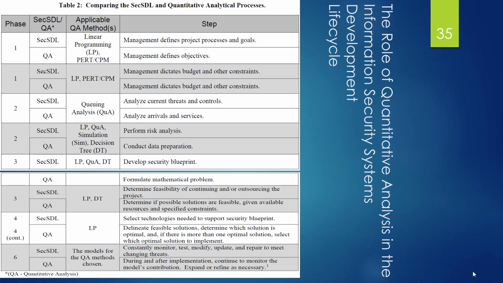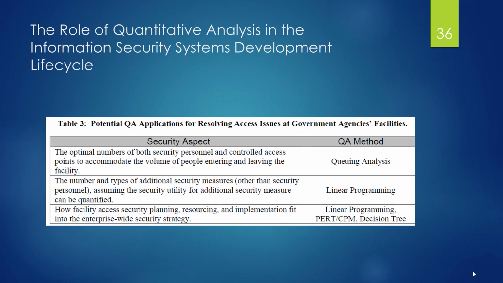As you're actually selecting the technologies in phase 4, linear programming kicks in again. Phase 5 is the implementation, which is not helpful here because you're not making decisions. But in phase 6, you've got to look at the maintenance of the overarching system, and as you're making decisions, you may come back to use some of the previously mentioned quantitative analysis processes.